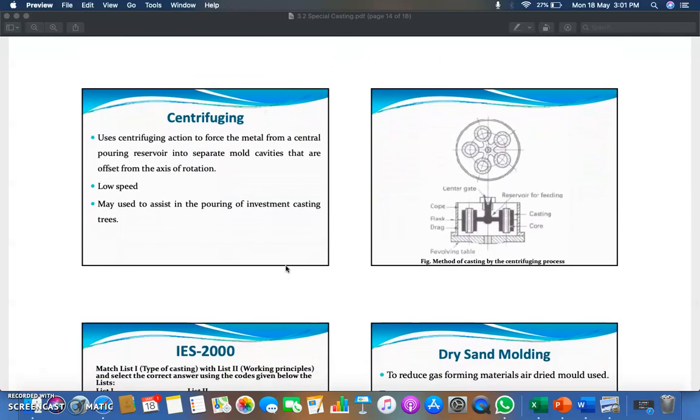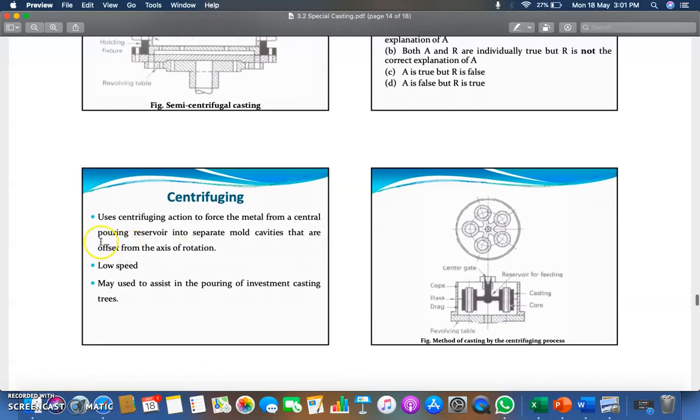Now let's see what you understand by centrifuging. Basically, centrifuging means using centrifugal action to force the metal from a central pouring reservoir into separate mold cavities that are offset from the axis of rotation. If your axis of rotation is different from your mold cavities, it will work at low speed, and may be used to assist in pouring investment casting trees. Investment casting trees can be poured this way. This is the method of casting by the centrifuging process.